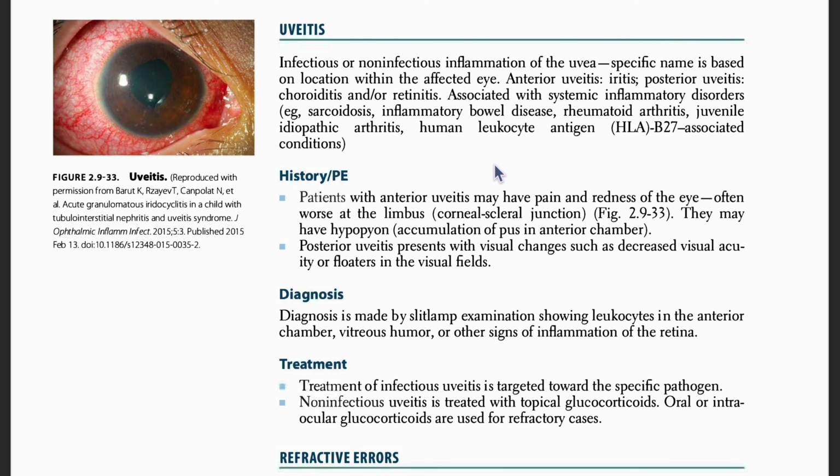conditions. History and physical examination of patients with anterior uveitis may have pain and redness of the eye, often worse at the limbus, corneal scleral junction. They may have hypopyon, accumulation of pus in the anterior chamber. Posterior uveitis presents with visual changes such as decreased visual acuity or floaters in the visual fields.